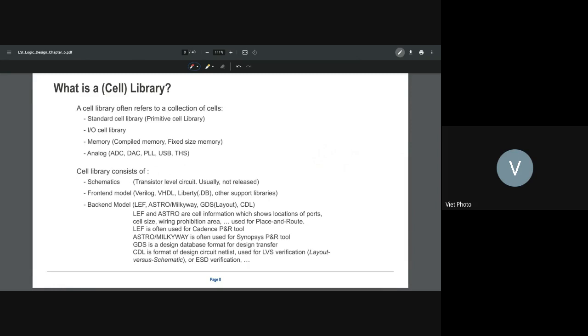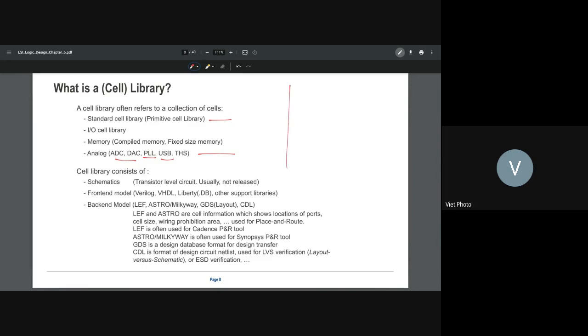What is a cell library? A cell library is a library of all the building blocks. The building blocks will have the standard cells, right? And two other things, analog. The PLL is analog, the ADDA is an analog block. USB is also analog, actually mixed signal between analog and digital. Whatever our design needs, the library will provide the building blocks so that we can make our design.